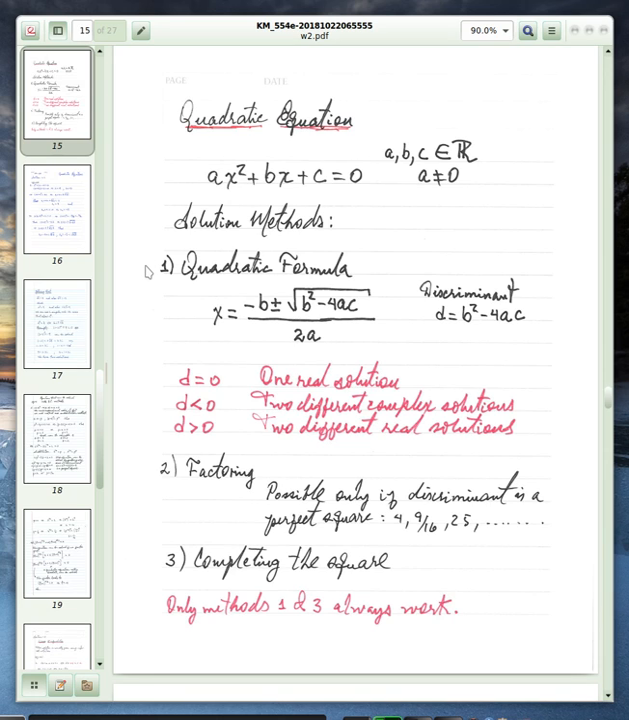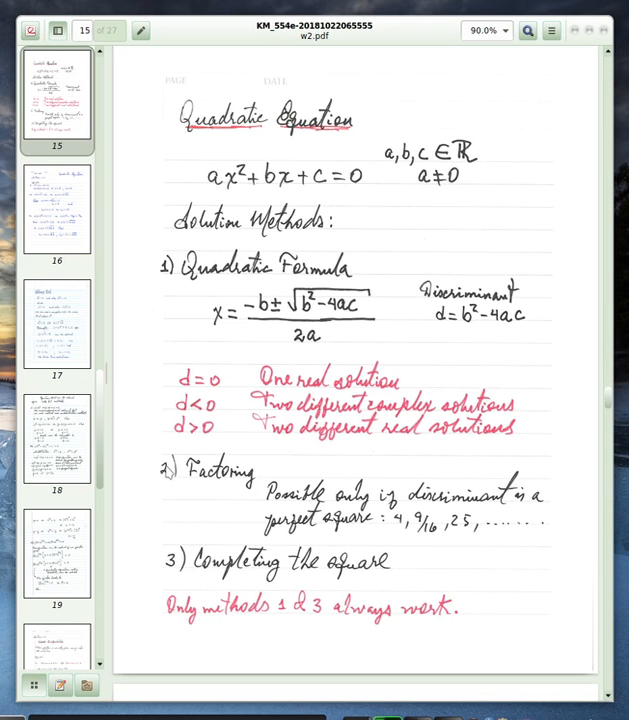Now, of the methods to solve quadratic equations, the most powerful one is the quadratic formula. Here it is. You have seen this before. The expression under the radical is called the discriminant, and it's called discriminant because it discriminates. Here is explained what it does. If d equals 0, you have only one real solution. If d is less than 0, you have two different complex solutions. If d is greater than 0, you have two different real solutions.